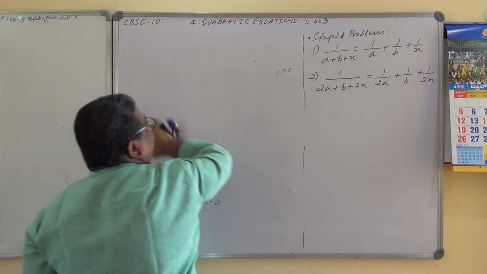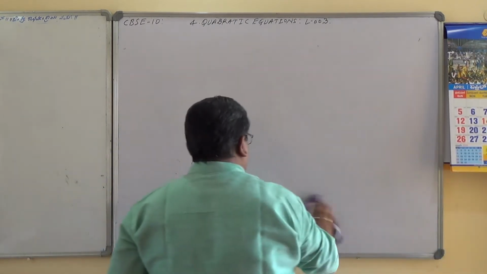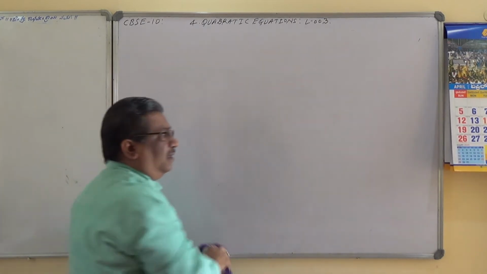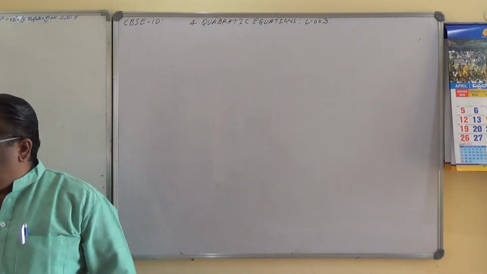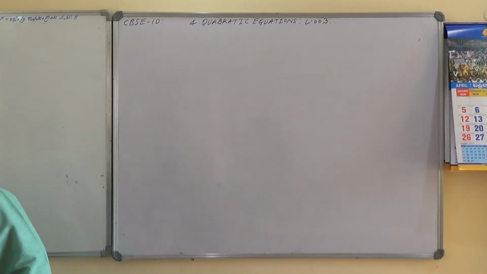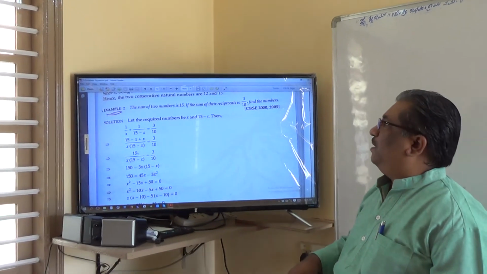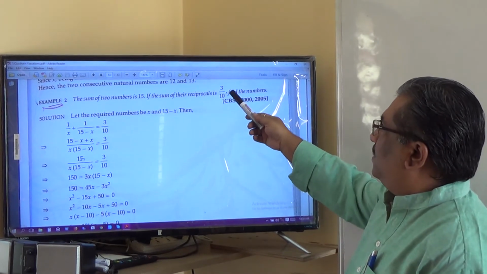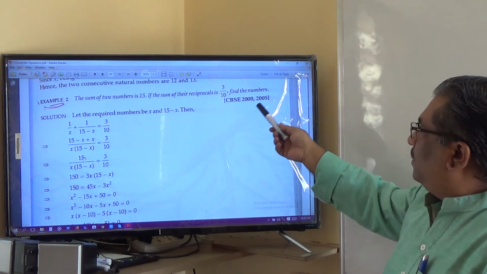All this title, everything I am erasing now, and I hope you have noted down these things. We are starting with the quadratic equations based on numbers. If you look at this numerical here, I am taking it from R.D. Sharma. Here you can see the sum of two numbers is 15. If the sum of the reciprocals is 3 by 10, find the numbers.